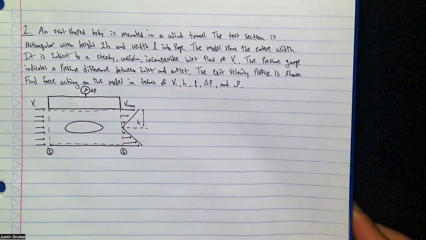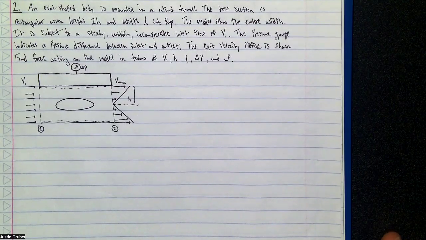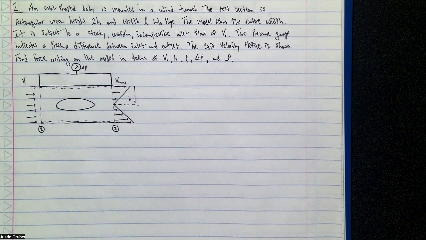So anyway, we have an oval-shaped body. It's mounted in a wind tunnel. Test section is rectangular with height 2h and width L into the page. The model spans the entire width. It is subject to a steady, uniform, incompressible inlet flow. I'm not going to write all the assumptions down because it gives you like 90% of them. It's subject to a steady, uniform, incompressible inlet flow of V1.